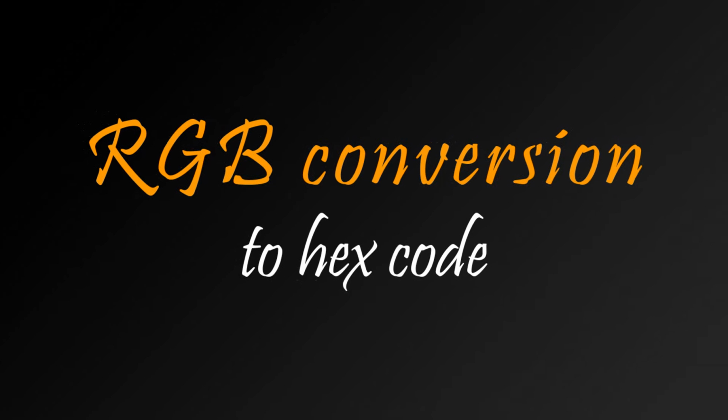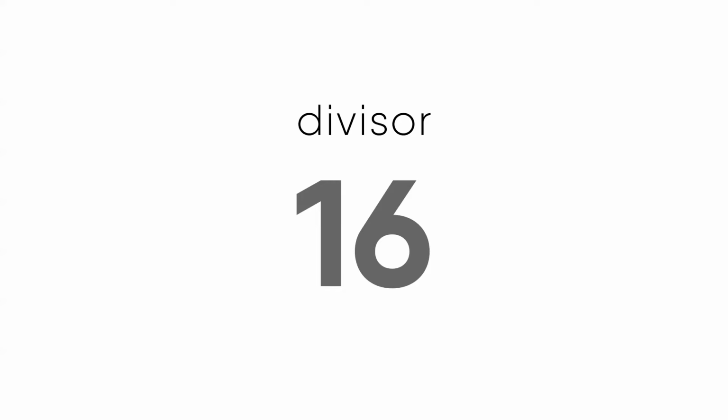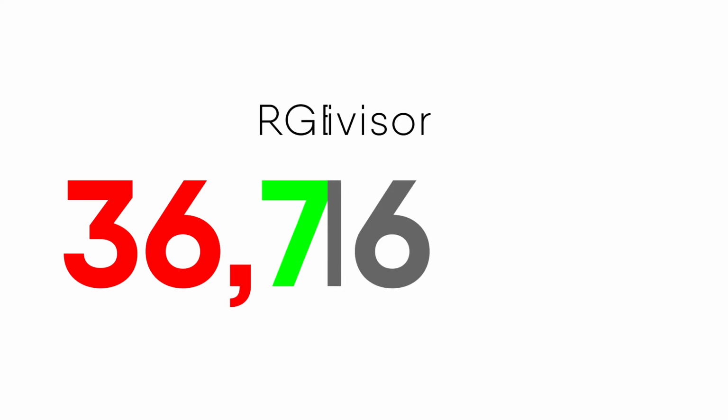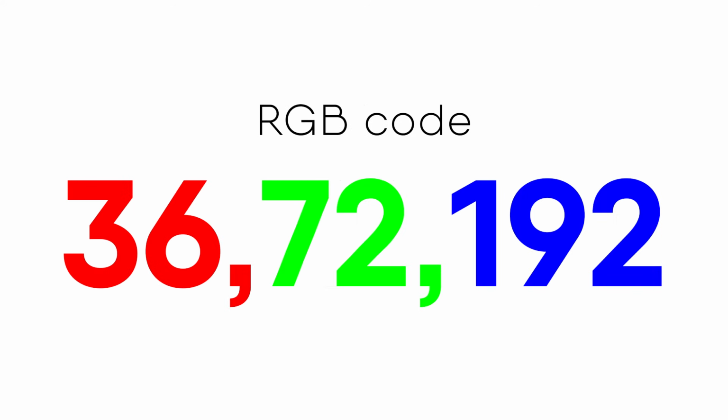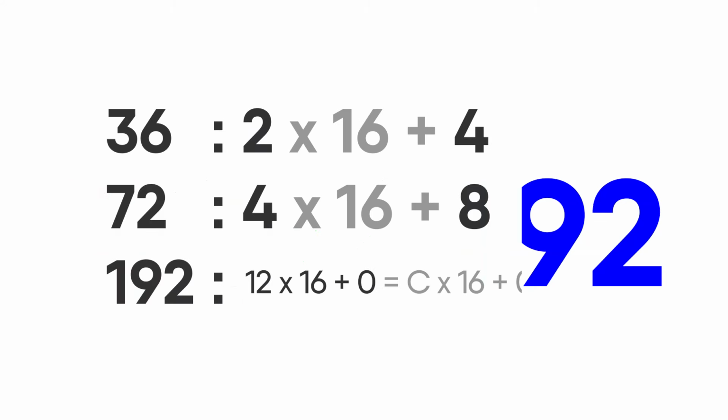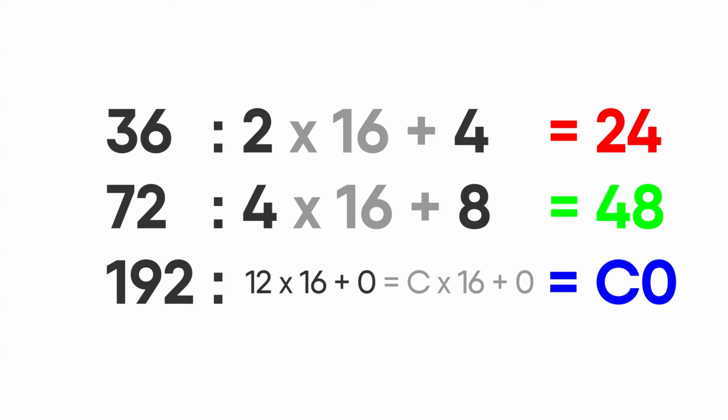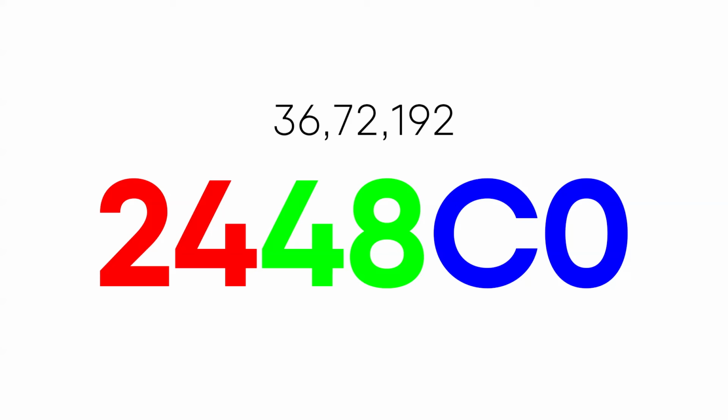For converting RGB to hex code, we will use the divisor 16. Consider the example RGB 36, 72, 192. Red 36 is 2 times 16 plus 4, thus it gives 24 in the hex code. Similarly, green 72 is 48. And blue 192 is C0. Therefore, RGB 36, 72, 192 converts to hex code 2448C0.